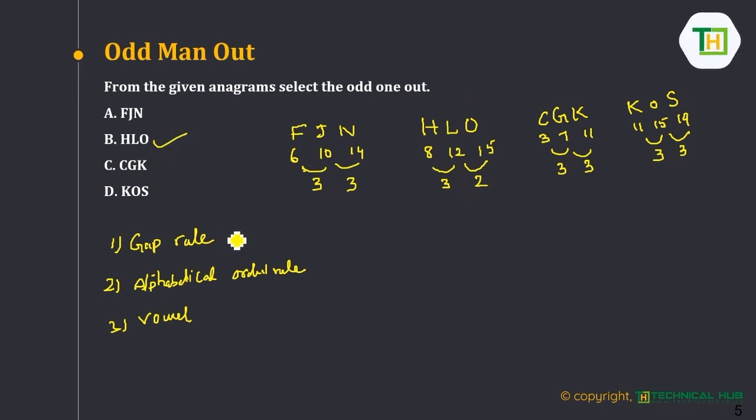Using the gap rule. Once the gap rule fails, go for the alphabetical order rule. Here the alphabetical order rule fails, go for the vowel rule. The three rules have failed, so observe the given problem. So the answer is HLO. We have to find the odd man out using three rules: gap rule, alphabetical order rule, and vowel rule. So the answer is HLO.